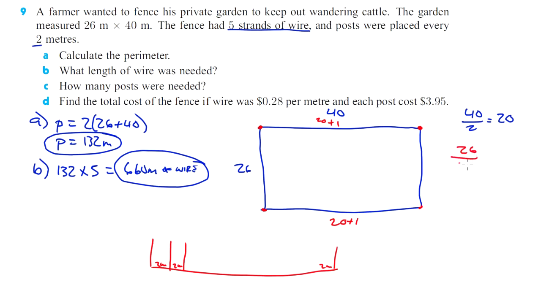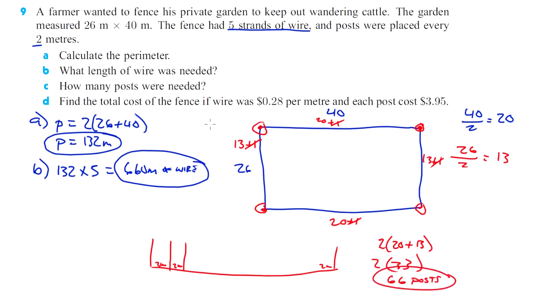And then if you take 26 and divide that by 2, we get 13. So we've got 13 from here to here plus 1. But these 4 end posts got counted twice. I know you may think I'm causing you grief here, but we've counted 4 extra posts, so we've got to get rid of those plus 1s at the end. So it ends up being 2 times 20 plus 13, so that's 33 times 2, which is 66 total posts, right? So that's 66 posts. And back up here, we had 132 meters as the perimeter, and 660 meters of wire.